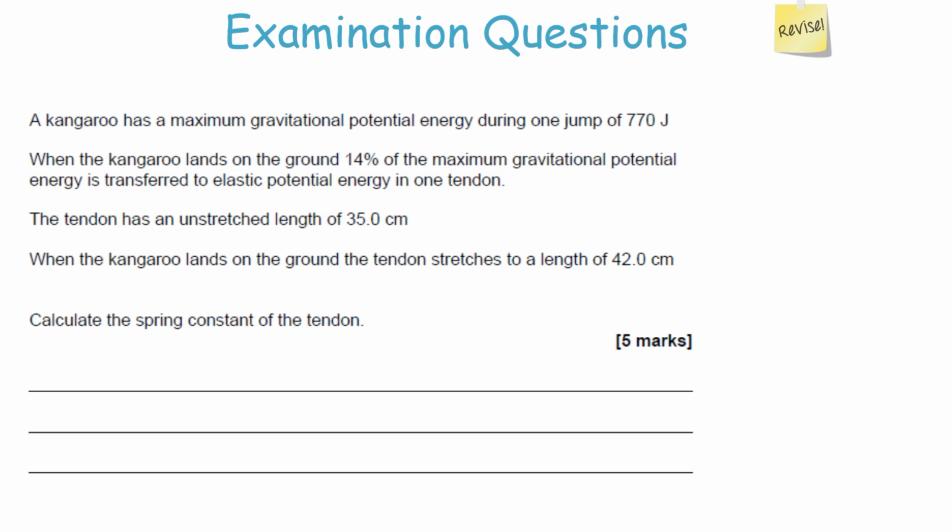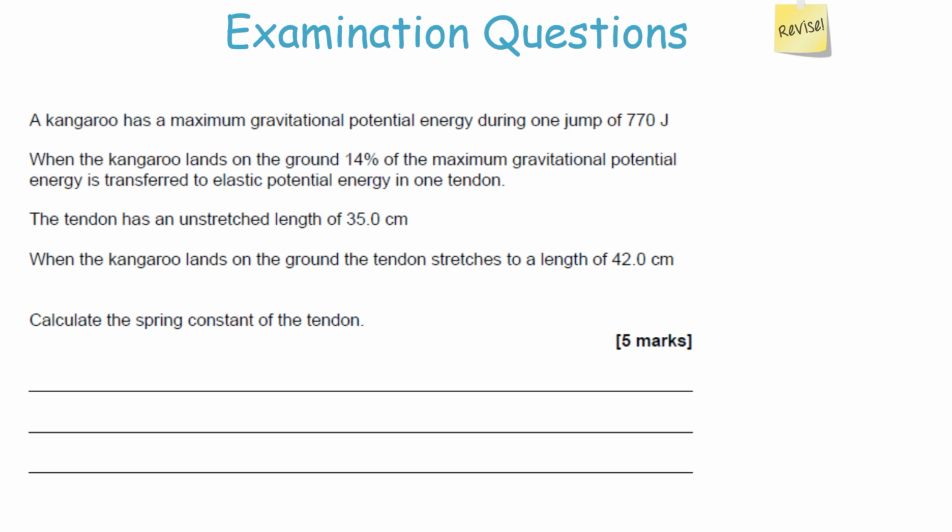So pause the video now, then unpause the video when you want to go through your answer. Right, so in this type of question it's important that you know what equation you're using, and that is elastic potential energy is equal to a half times spring constant times extension squared. Now how do you work out extension? Well, it's the stretched length minus the unstretched length, so it's 42 centimeters minus 35 centimeters, but you've got to convert centimeters into meters, so our 7 centimeters becomes 0.07 meters.